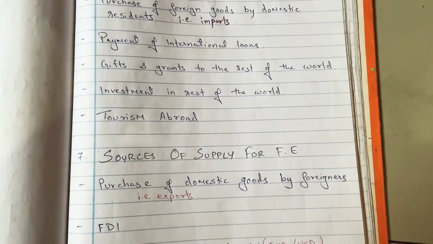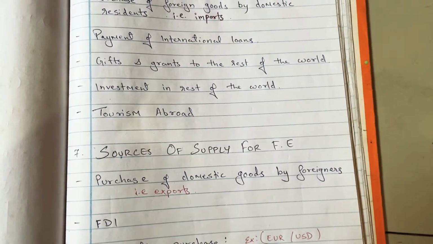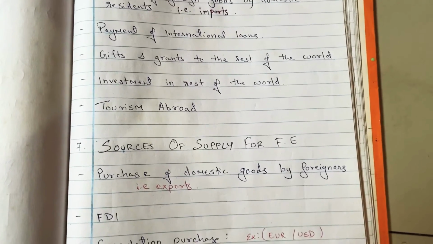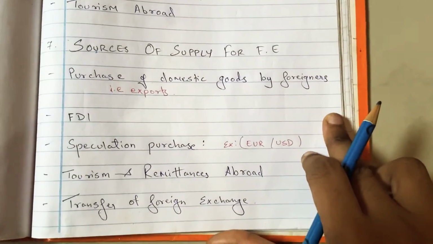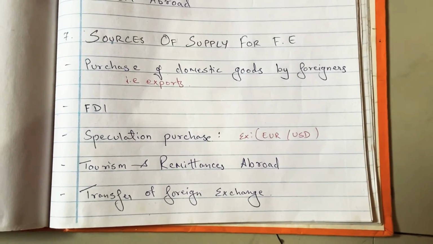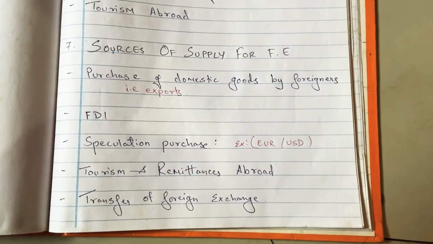The next is tourism. For example, if we go abroad for some holidays, then we have to trade in their own currency. So again there is demand for foreign exchange. Now let us understand the sources of supply for foreign exchange. The first one is the purchase of domestic goods by foreigners, that is export.